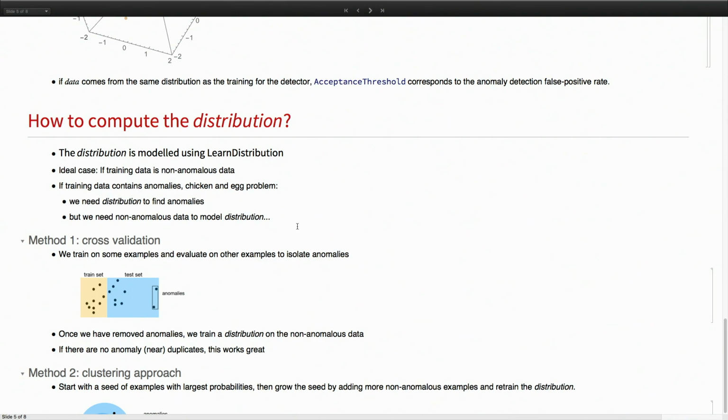But first, we need to find a distribution on anomaly-free data, data without any anomalies. So this is a dilemma here. The ideal case is you have training data with no anomalies, so you can train on it, and then you can use the anomaly detector function on new examples. But what if in your training data you also have anomalies? You need a distribution without anomalies, but the point is you want to find anomalies first. So this is like a chicken and egg problem.